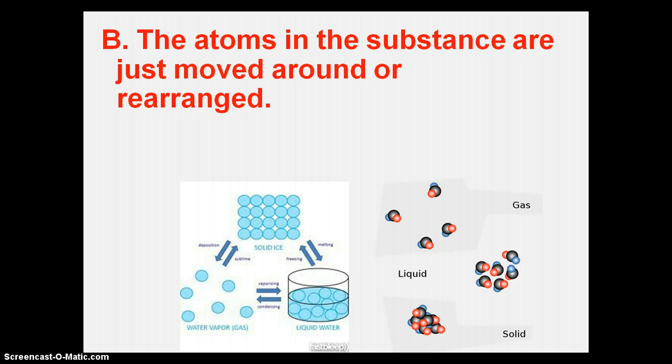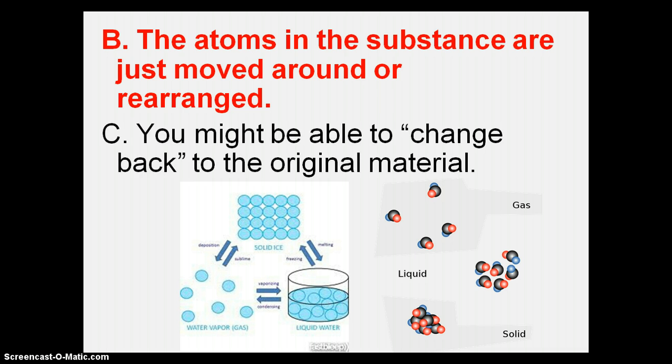For example, the atoms in the substance are just moved around or rearranged in a physical change, and you might even be able to change back to the original material. So for example, you have a solid ice block here made of H2O particles. Each circle represents one H2O. And it's still there when it's liquid water. It's just melted, so now it is spread apart more.